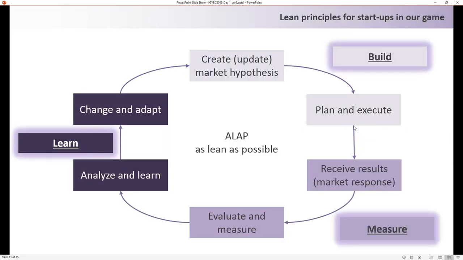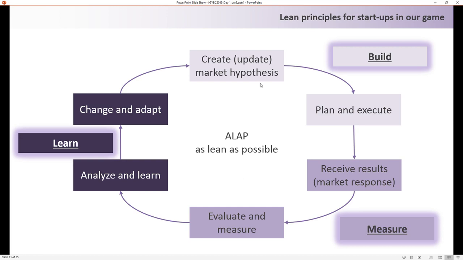One thing we always recommend is to look into the lean principles for startups in our game, because that will allow you to optimize expenses and ask yourself, let's say, will that work or not? We recommend a more scientific approach to making your decisions, and this is how a decision-making process should go.